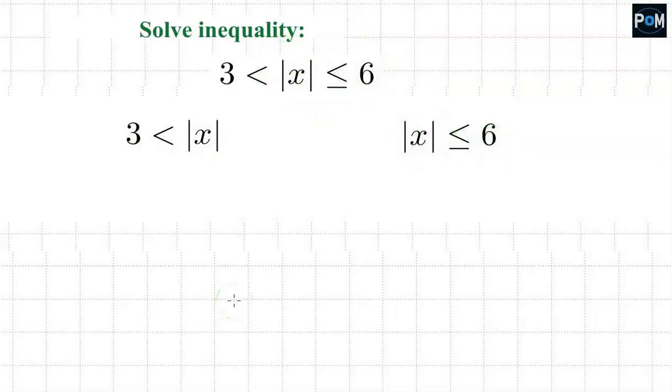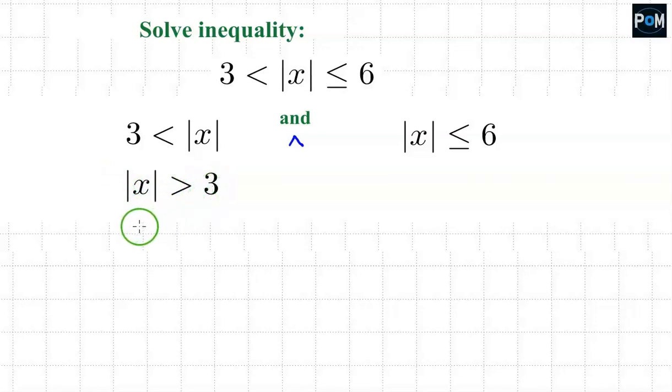Here we have two inequalities. We need to solve them and find the intersection of the two solutions. We need this and that. Solving this first inequality, I'll start by reversing it this way: the absolute value of x is greater than 3. It's just more comfortable for me to calculate this way. I don't know if it is more comfortable for you too. I just prefer to always have the absolute value on the left side, and it should be greater than 3.